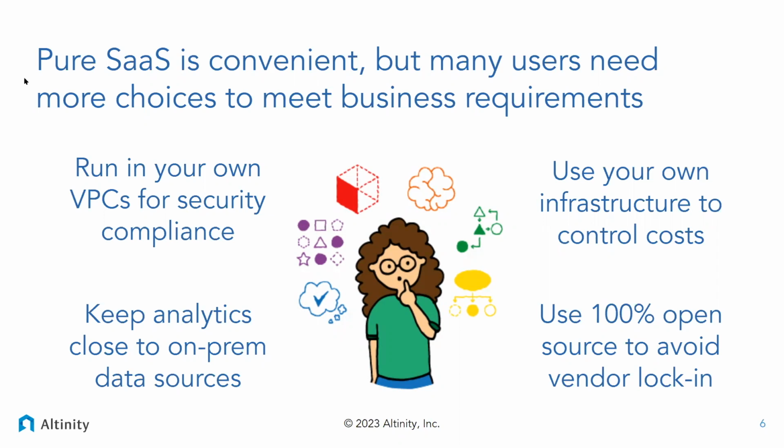So often you want to run in your own VPC because you have security compliance requirements. You might want to use your own infrastructure because you can control costs better. You might want to keep things close to your on-prem or data sources that you control. And this is a really important one.